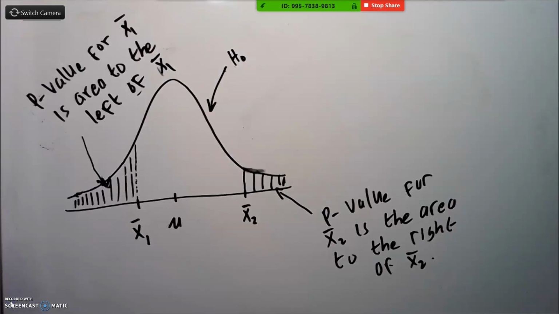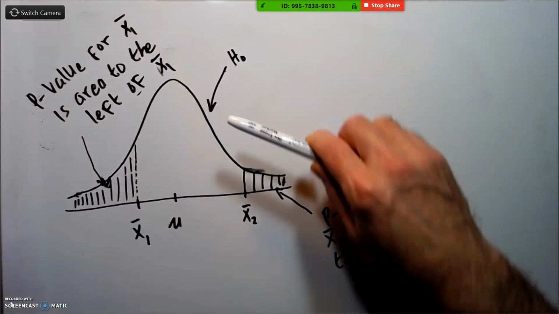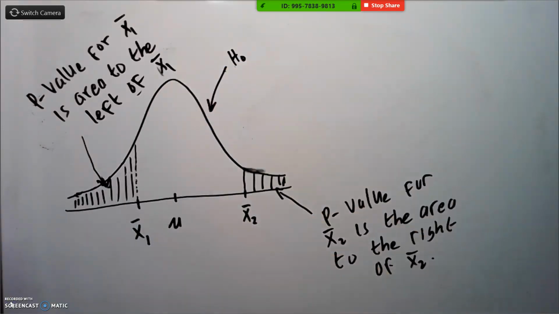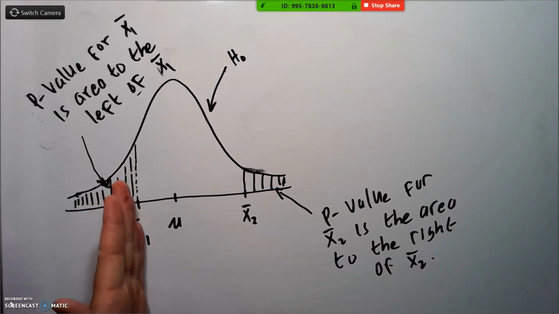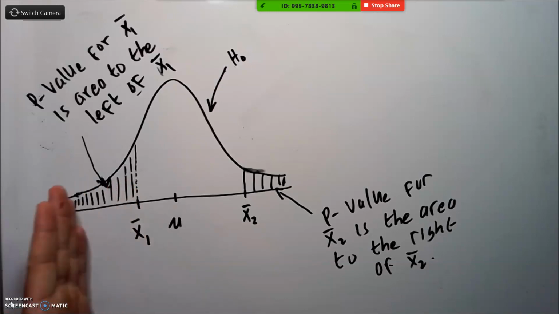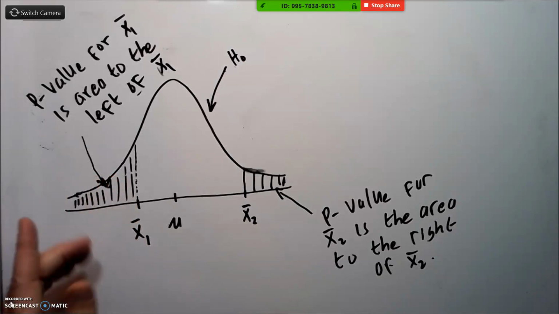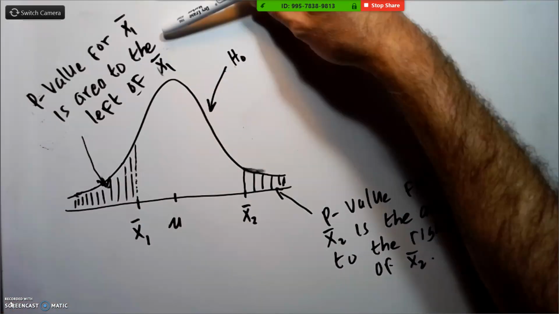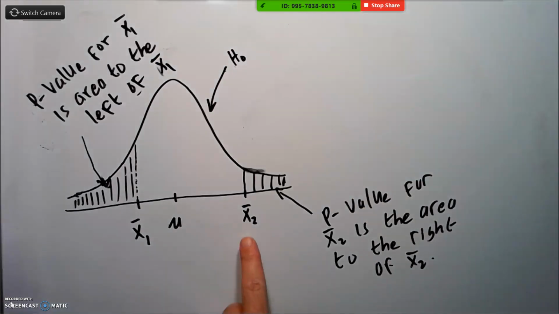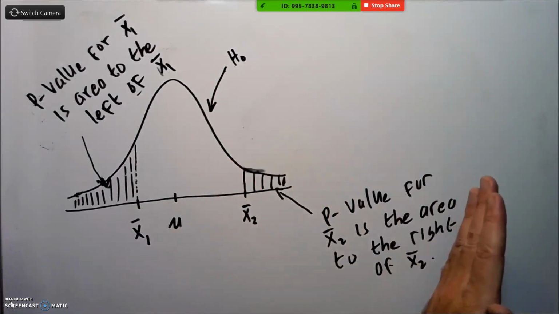Okay, in my picture here, supposing the null hypothesis is this normal distribution with mean mu here, and say I have 2 samples, x1 bar and x2 bar. So the p-value for x1 bar would be the area to the left of x1 here. It's because x1 is on the left of mu, so it's going to be the area to the left of x1. And this sample mean over here was to the right of mu, so the p-value for that will be the area to the right of x2 bar. So that's the idea. Let's keep going.